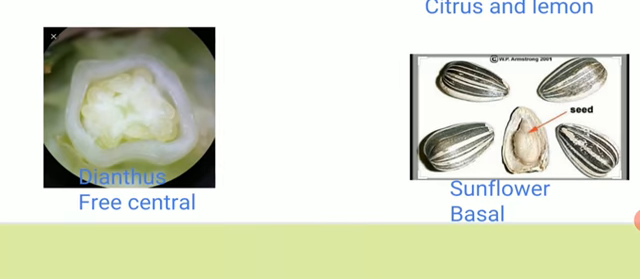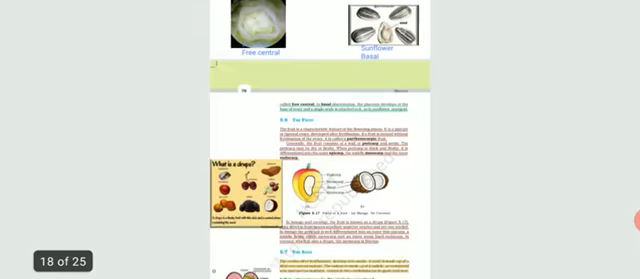Last one, that is basal placentation. You can see the sunflower seeds. These are easily available these days. So these sunflower seeds are attached on the base of the ovary. So this is a very common example of the basal placentation.